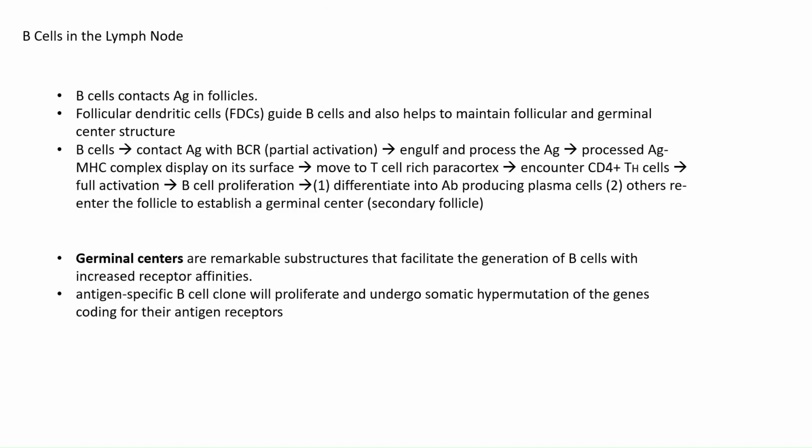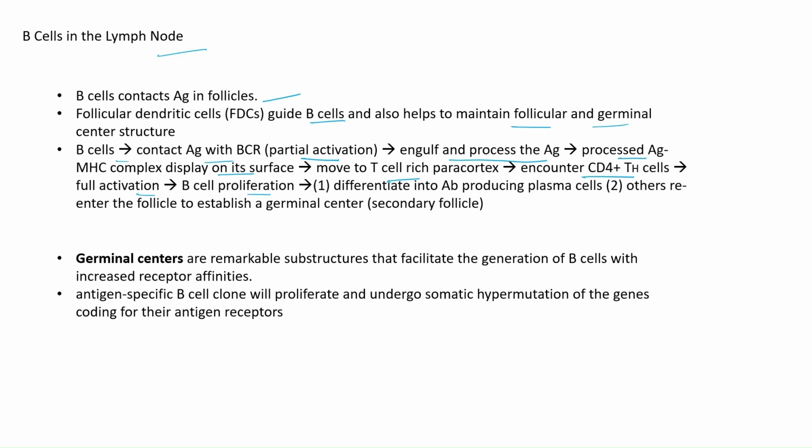Now coming to the B cells in the lymph nodes, B cells contact antigens in follicles. This I already explained. The follicular dendritic cells will guide the B cells and also help to maintain the follicular or germinal center. So the path I already told you: the B cell will contact antigen, and that's how it undergoes partial activation. It will engulf and process the antigen. Then it will display this processed antigen on its surface, move to the T cell rich paracortex, encounter the T cell and undergo full activation, because of which it undergoes proliferation.